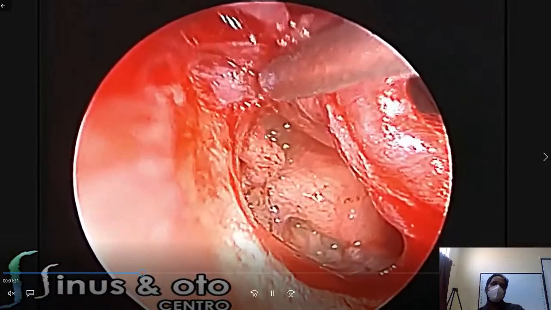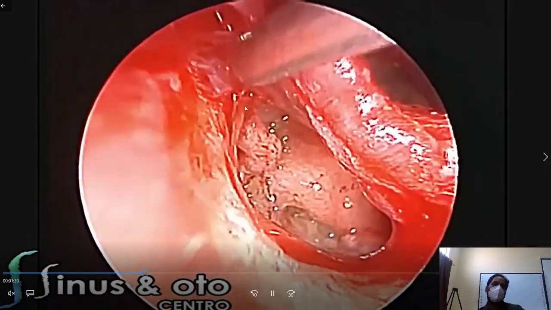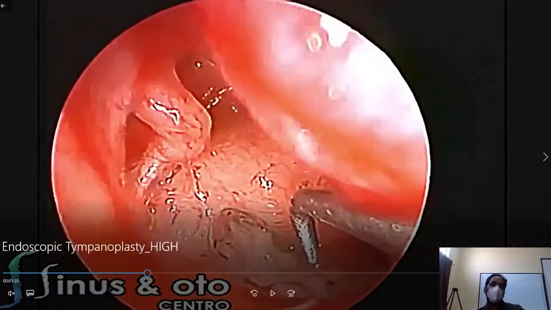And you see, this is the handle of malleus, skeletonization of the handle of malleus. That is, any mucosa present over this handle of malleus should be removed, and the bone should be clearly visible, because the graft which you are placing, you need to place it over this handle of malleus.